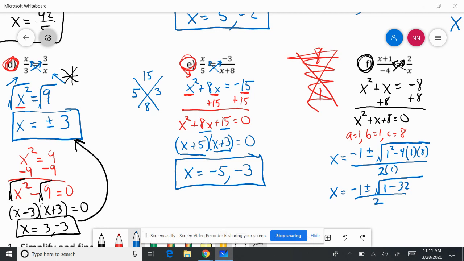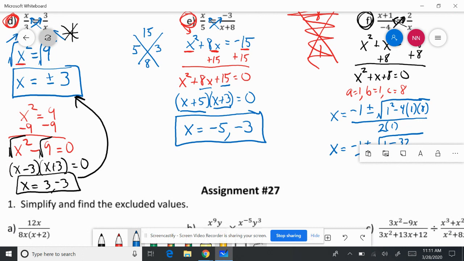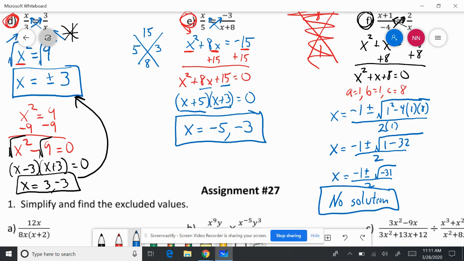Now, a lot of you are probably thinking, I know what's going to happen next, and you're absolutely right. What we notice is that when we subtract the 1 and the 32, we get negative 31. And we can't take a square root of a negative, so our answer is no solution. And once again, the reason it's no solution is that if we look inside our square root, notice that we have a negative.